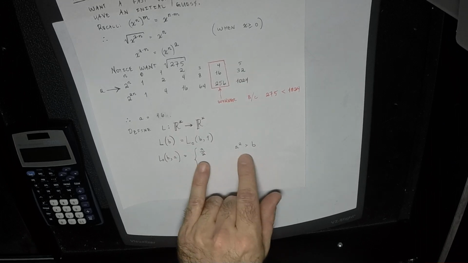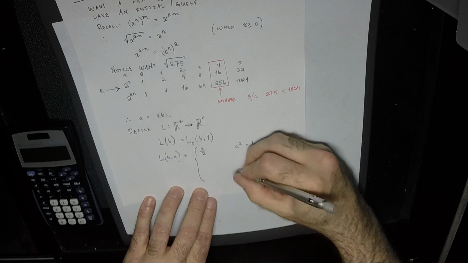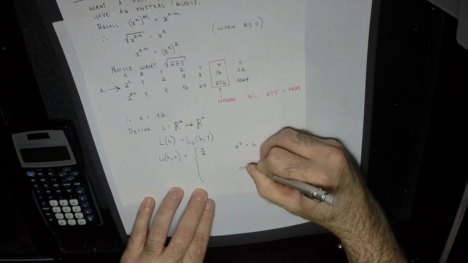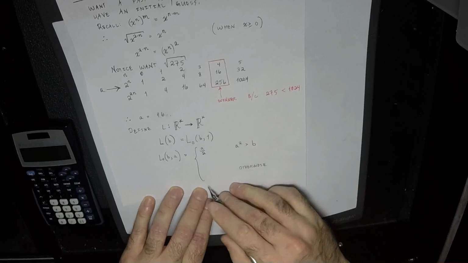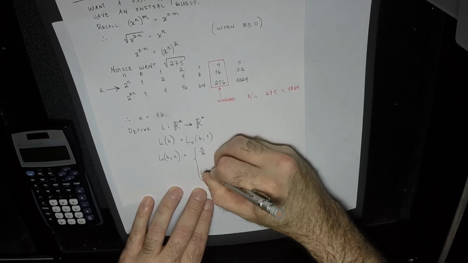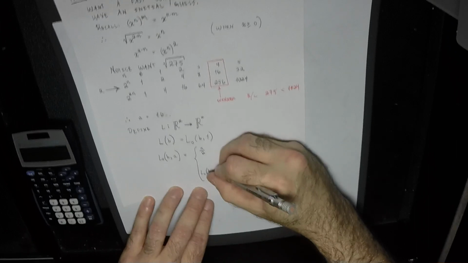So that's it, we're finished. Otherwise, we have more work. Otherwise what? L0 of B and what? 2A.